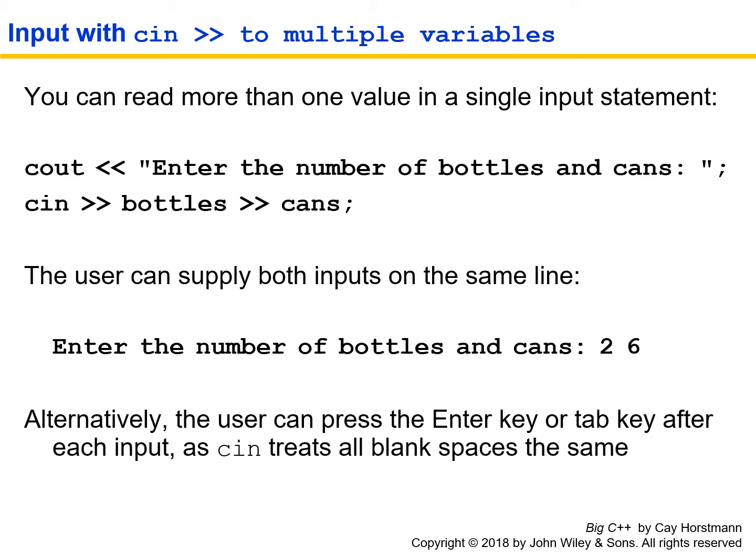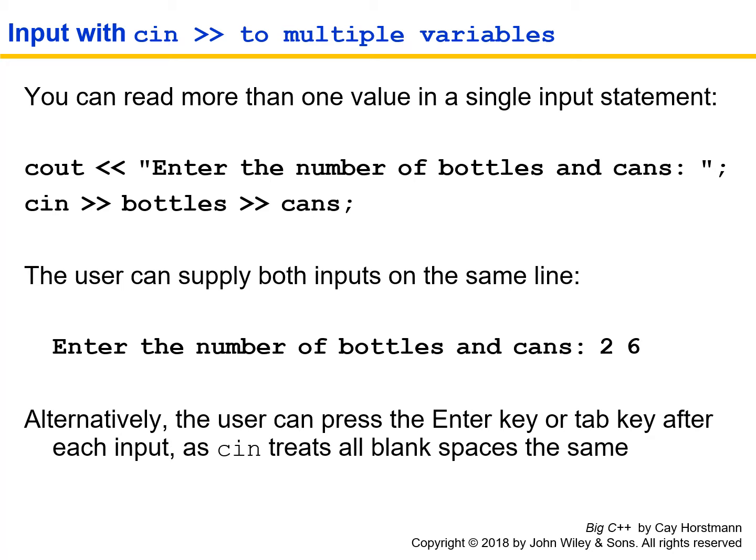One cool thing about the way C++ does input is that you can read more than one value in a single input statement. Here's an example of a prompt, cout, enter the number of bottles and cans. Notice that they didn't put an endl after that statement either. Most of the time you want the person to enter the values on the same line as your prompt, so it visually looks to the user like they're going to type the numbers right after you ask for them.